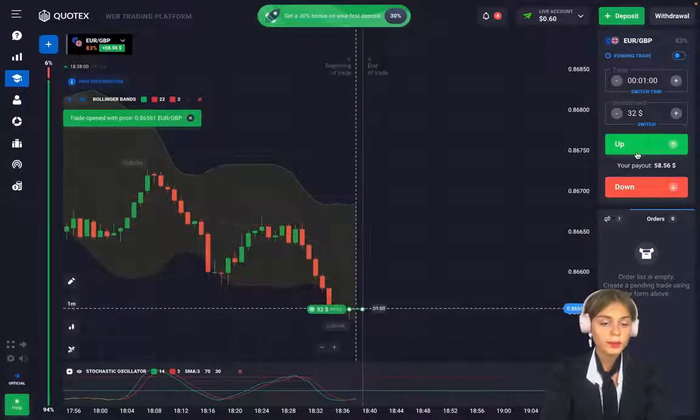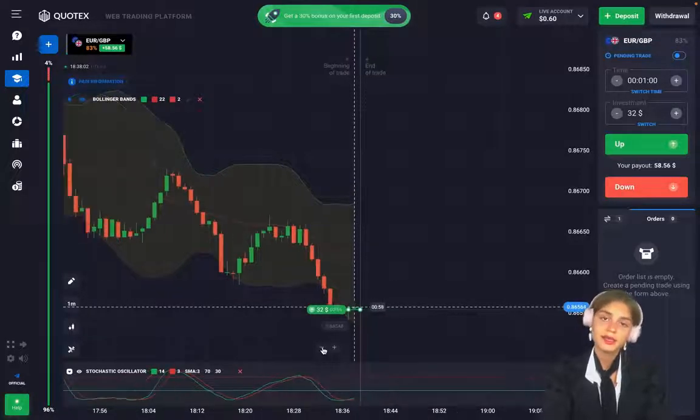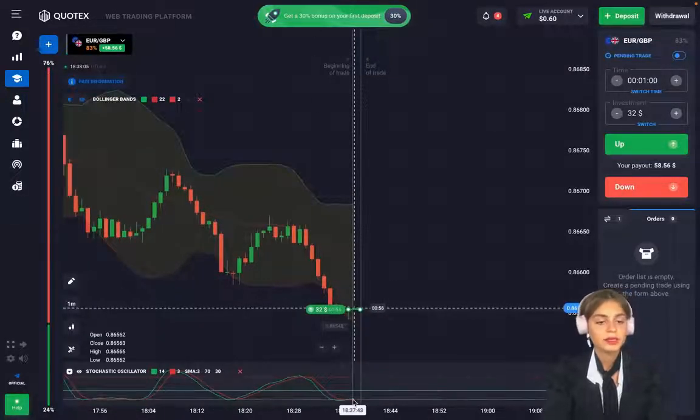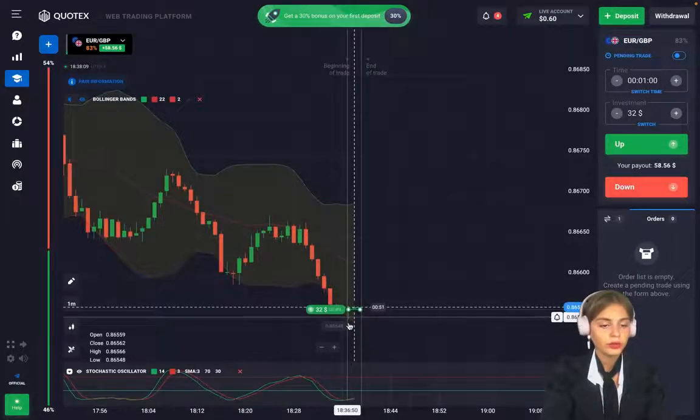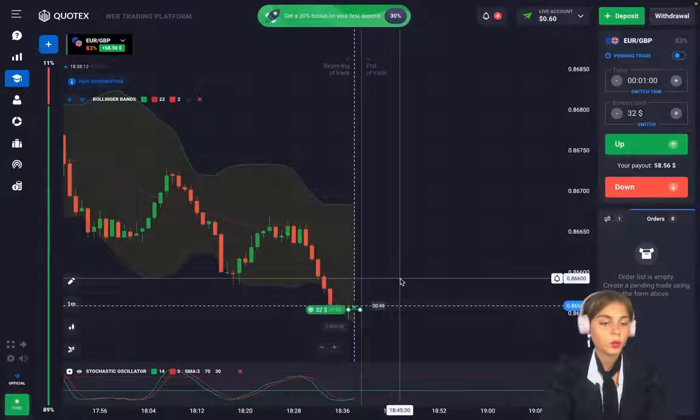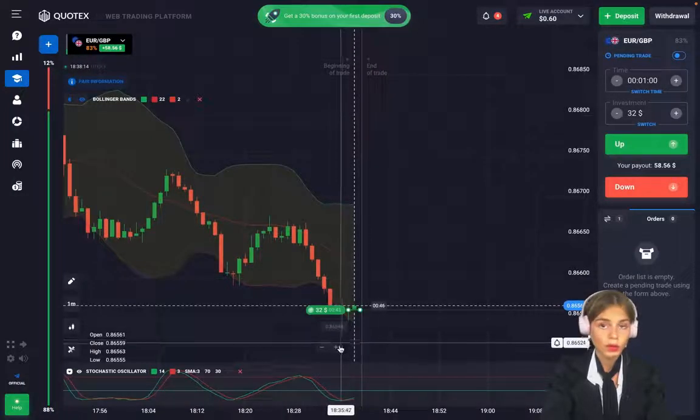Here we conversely bet on higher. There is an easy explanation. Stochastic is oversold, and we've already touched the lower Bollinger border, so right now the way up is open and we bet on higher.